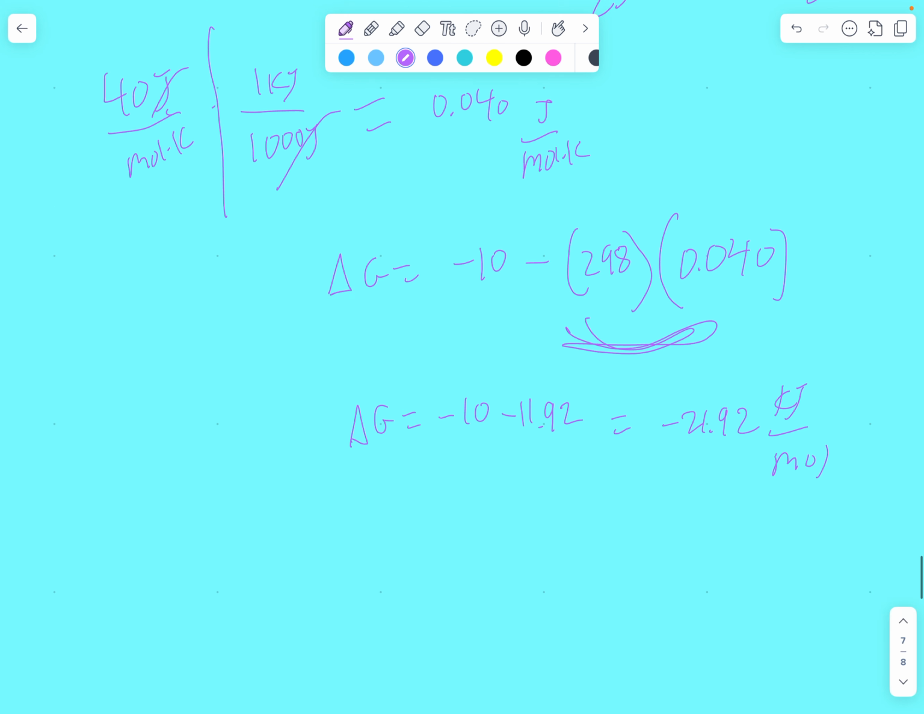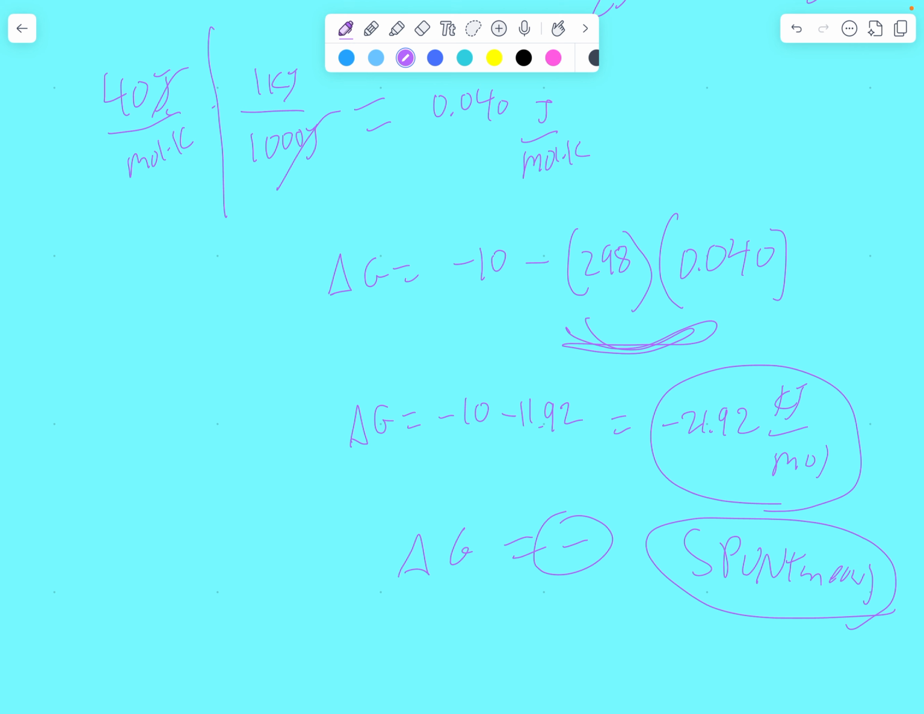And we know what a negative delta G means. We all know that's spontaneous, right? So it's spontaneous. That's your answer. And this is your other answer: delta G equals negative 21.92 kilojoules per mole.